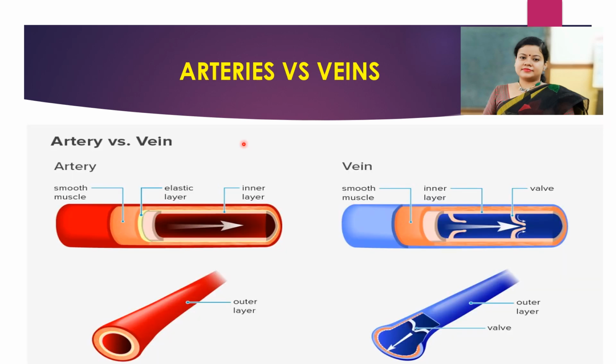Difference between arteries and veins. You can see there is an elastic layer in the artery which is not found in veins. Valves are present in veins, maintaining the unidirectional flow. Valves are absent in arteries.